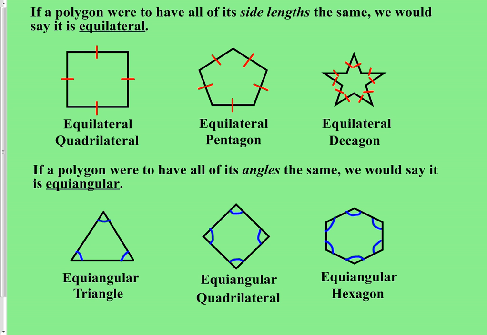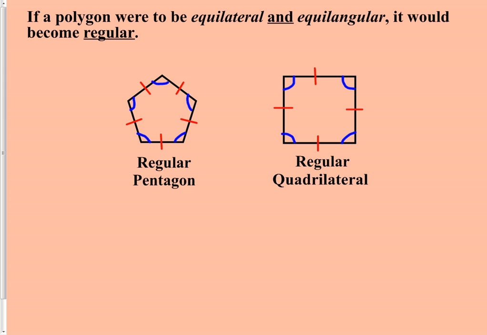Now we'd already seen the idea of things being equilateral, meaning all of the sides are the same, and equiangular, meaning all of the angles are the same. However, if you are able to accomplish both of these at the same time in a single figure, then the term that we use for that is regular. You have a regular polygon.